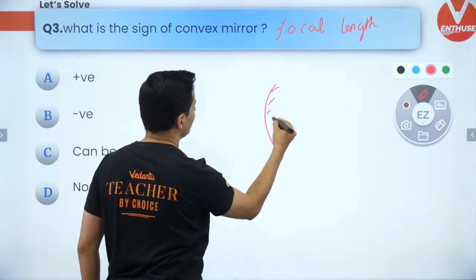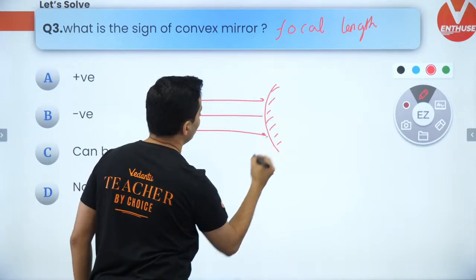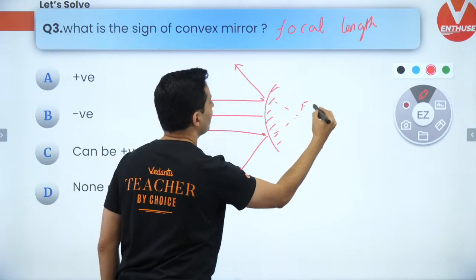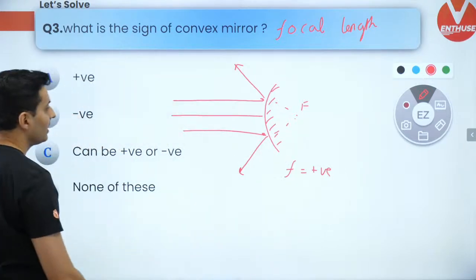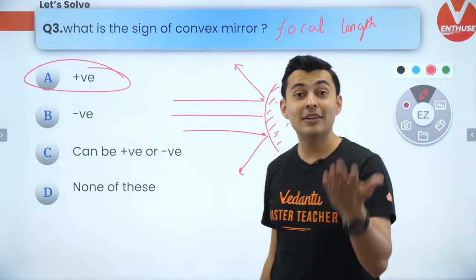A convex mirror is going to look like this. The rays, if they come like that, are going to diverge like this. Their focal point is somewhere here. And isn't the focal length going to be a positive number? Yes, that's the correct answer. Very good. This question came, guys.